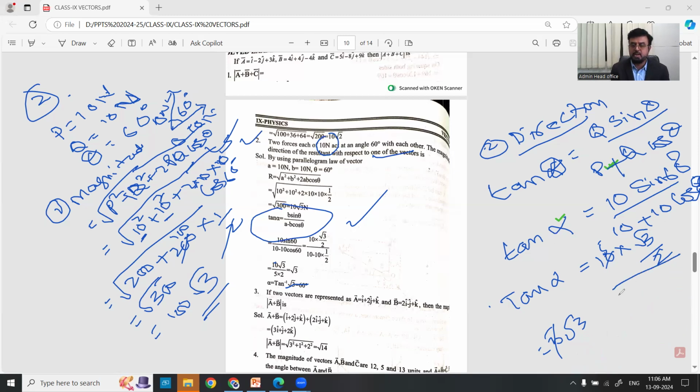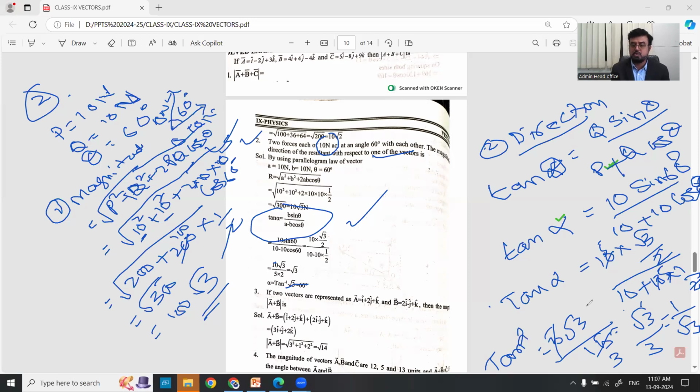10 root 3 by 10 plus, this is 10 into cos 60, which is 1 by 2. So 5 cancels, here also 5. That is 5 root 3 by, this is 10 plus 5, 15. So 5 ones are 5, 3 fives are 15, root 3 by 3. That is equal to 1 by root 3. So tan alpha is equal to 1 by root 3.